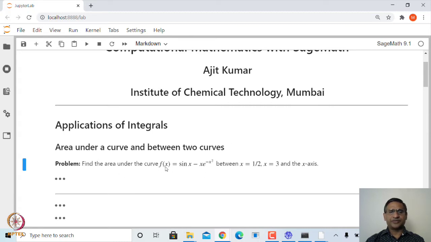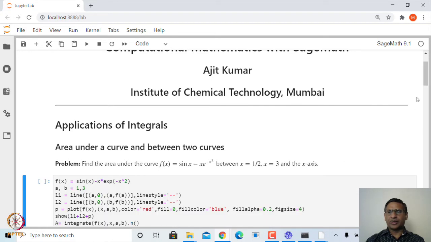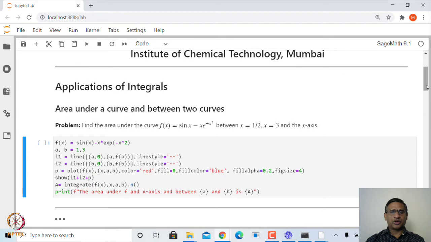Suppose you have a curve f(x) which is sin x minus x into e to the power minus x square, and you want to find area under this curve between x equal to half and x equal to 3. So, this is simply the integral of this function between half and 3, that is all. And you can plot this shaded area using this plot function.